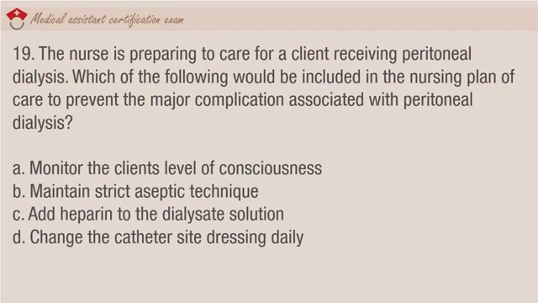Question 19. The nurse is preparing to care for a client receiving peritoneal dialysis. Which of the following would be included in the nursing plan of care to prevent the major complication associated with peritoneal dialysis? A. Monitor the client's level of consciousness. B. Maintain strict aseptic technique. C. Add heparin into the dialysate solution. D. Change the catheter site dressing daily.